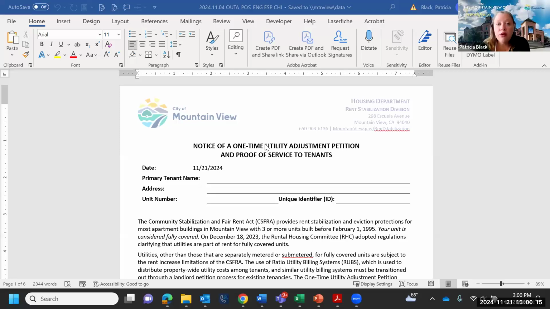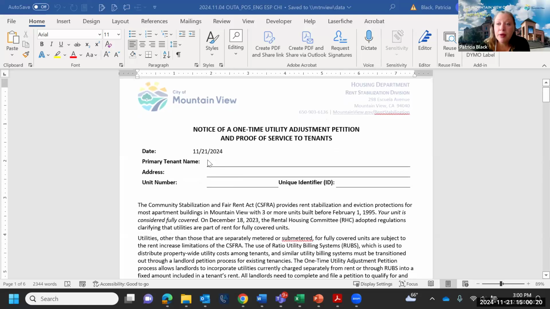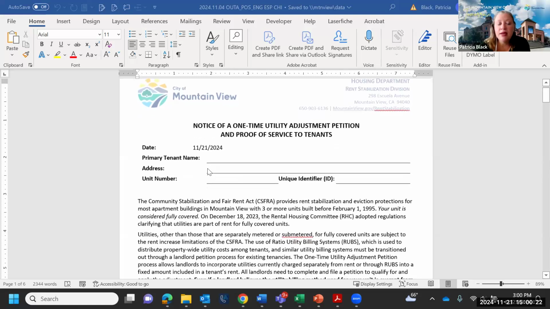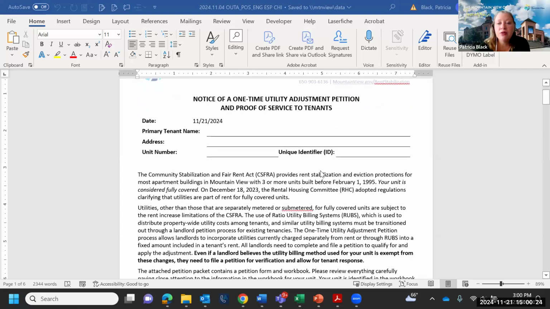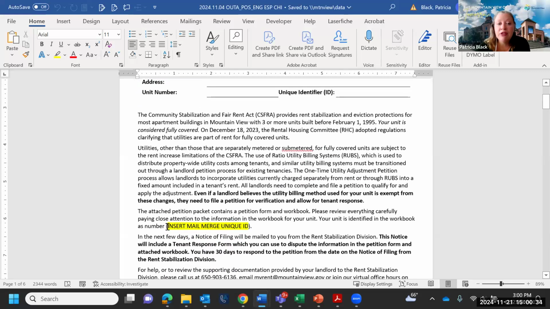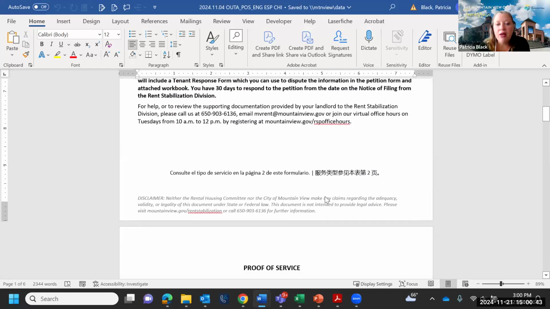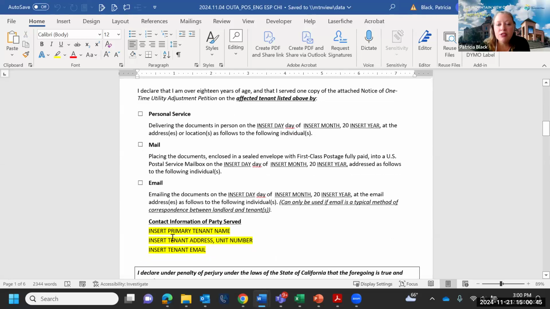Okay, so this is what it looks like. It will have the primary name of your tenant, the address, the unit number, and the unique ID already filled out for you for each and every unit on your property. It will also have the unique ID right here. Okay, so all of this on this front page is going to be filled out when you receive this back from us. And then on the back, it will also have this information filled out already.